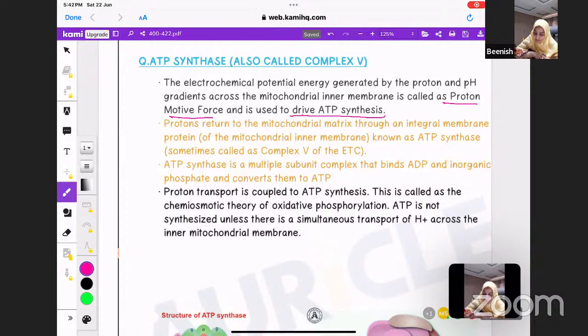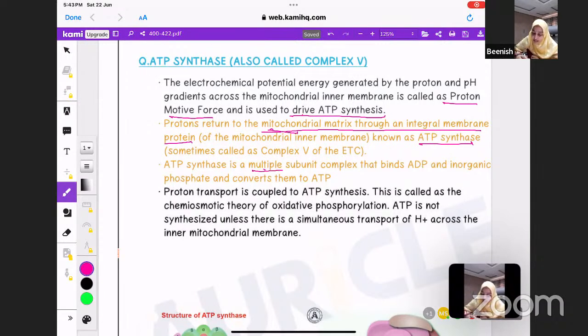Since the positive charge in the matrix is less as compared to the positive charge in the intermembrane space, because protons are being pumped into the intermembrane space, a potential difference or gradient is being generated. Because of this potential gradient, the protons have a tendency to come back into the matrix. So the protons return to the mitochondrial matrix through an integral membrane protein, which is ATP synthase, or complex 5.